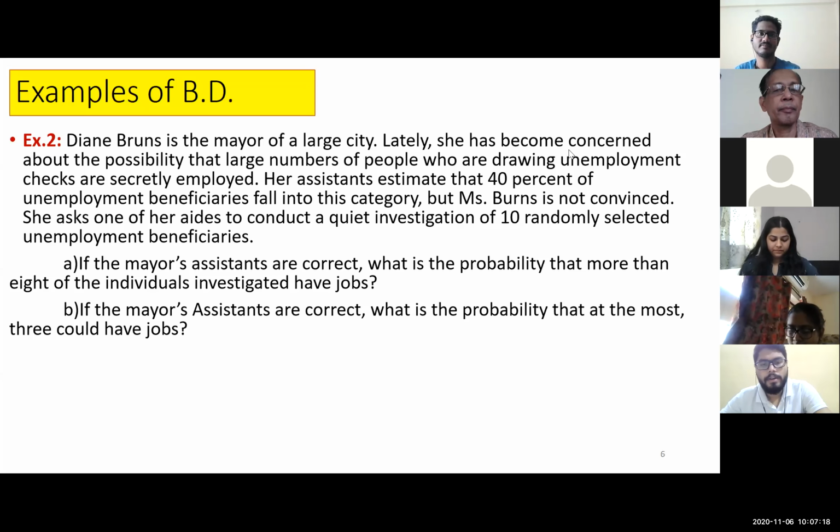So p of 8, p of 9 plus p of 10. P of 9 is 10 c 9. Why will we not take 8? Why not 8? That is Devesh's confusion. You have to clarify the confusion. So it is given that the probability that more than 8 means 9 and 10. Don't make silly mistakes, Devesh. Do what is written in the question.